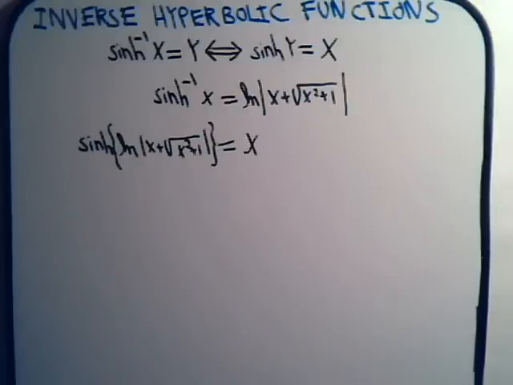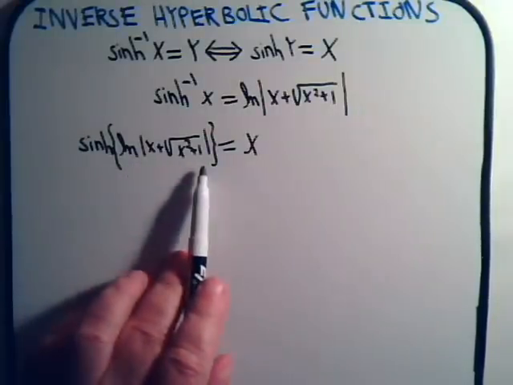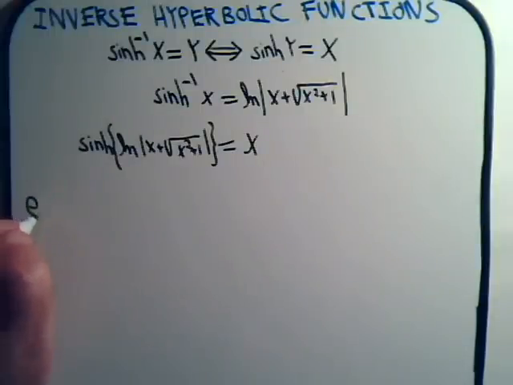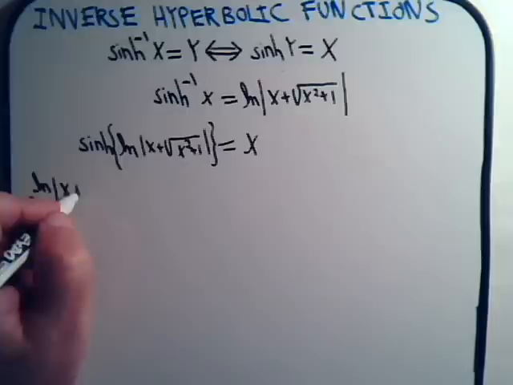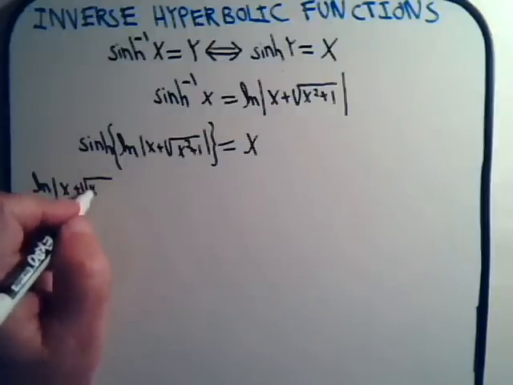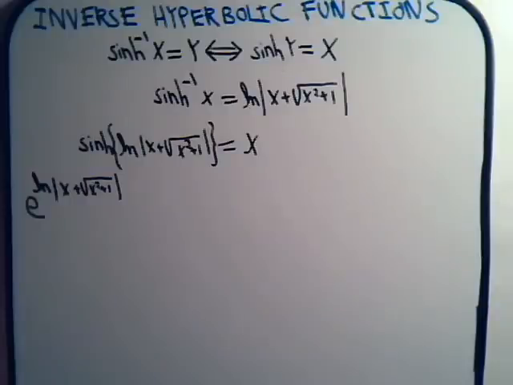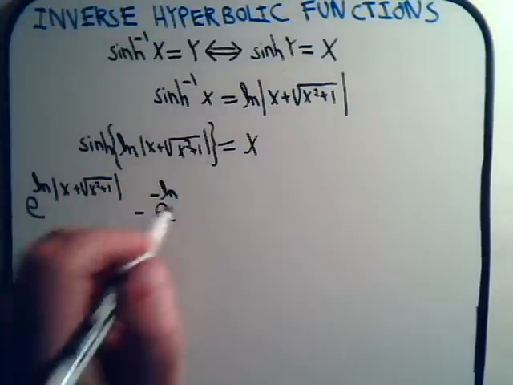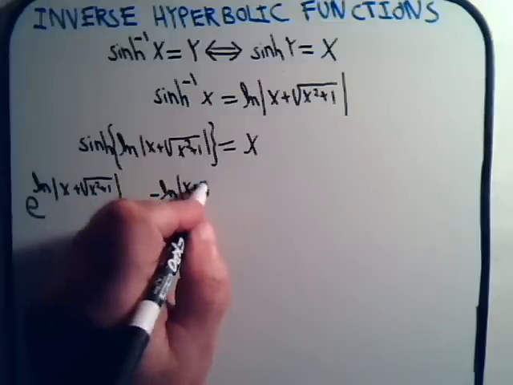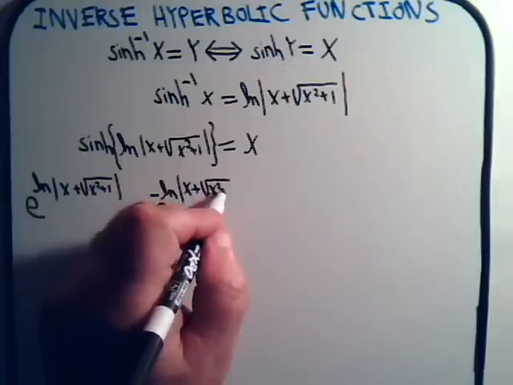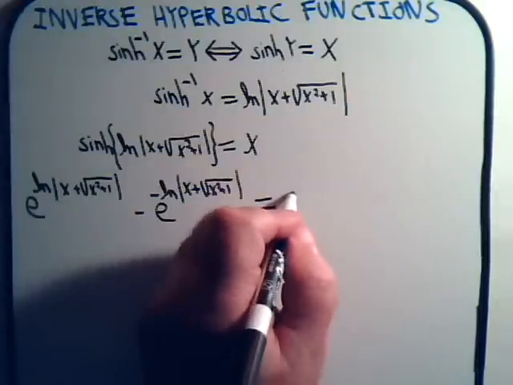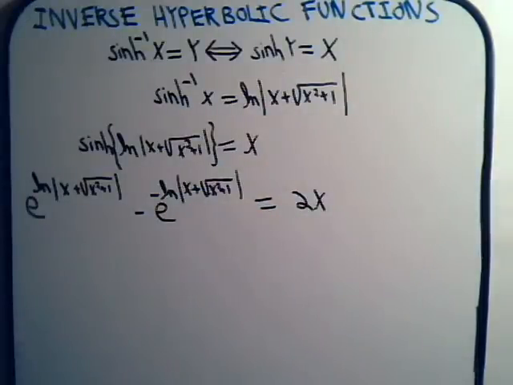And let's see here. Saying that this is true would be tantamount to saying that e to the natural log of x plus the square root of x squared plus 1, subtract e to the natural log of x plus the square root of x squared plus 1, divided by 2 equals x. So we'll just say it would have to be equal to 2x.